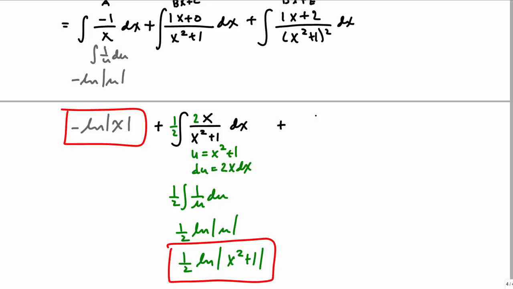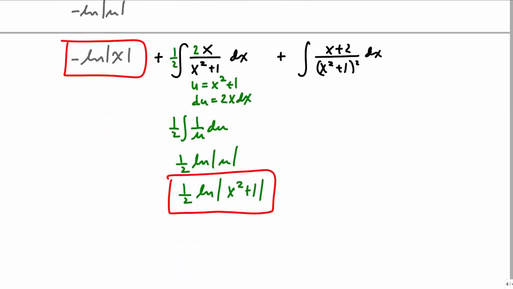Now this last one is not going to be so simple. This is going to be x plus 2 over x squared plus 1 quantity squared. Now there's one thing that I could look at here. I could look at this and think about separating the numerator. That would work. I can separate the numerator. I can never separate the denominator. So that's something to keep in mind.